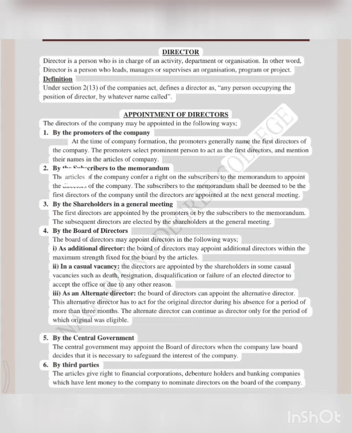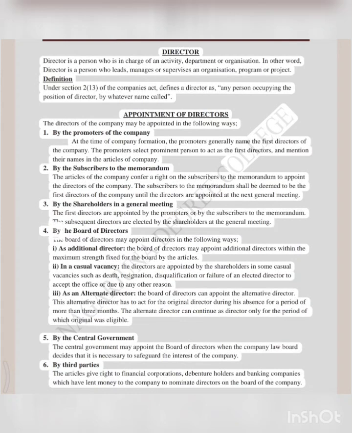2. By the subscribers to the memorandum. The articles of the company confer a right on the subscribers to the memorandum to appoint the directors of the company. The subscribers to the memorandum shall be deemed to be the first directors of the company until the directors are appointed at the next general meeting. 3. By the shareholders in a general meeting. The first directors are appointed by the promoters or by the subscribers to the memorandum. The subsequent directors are elected by the shareholders at the general meeting.